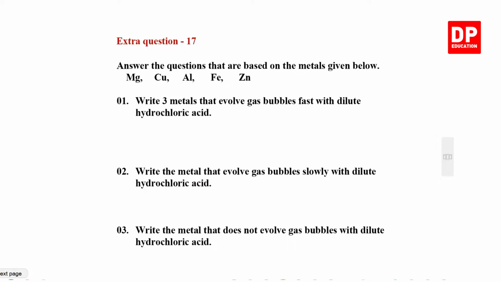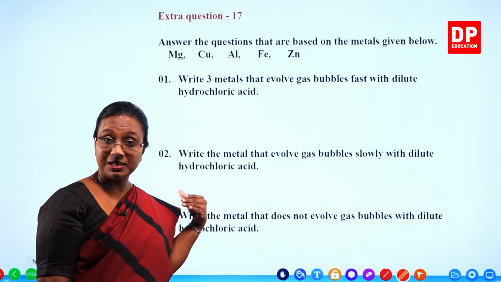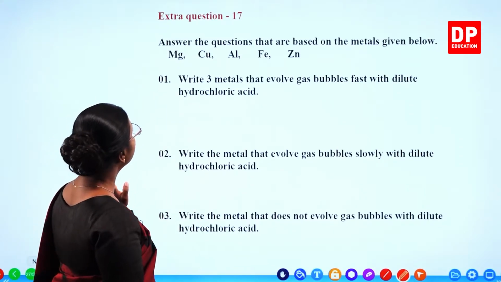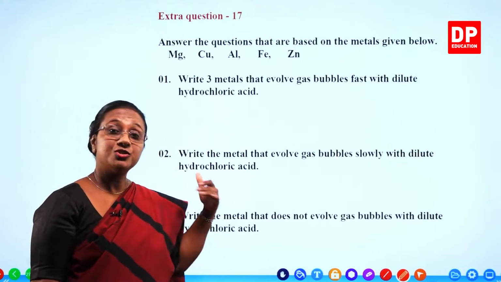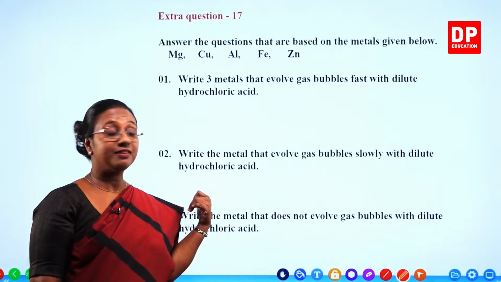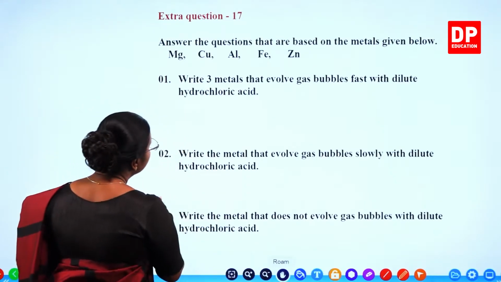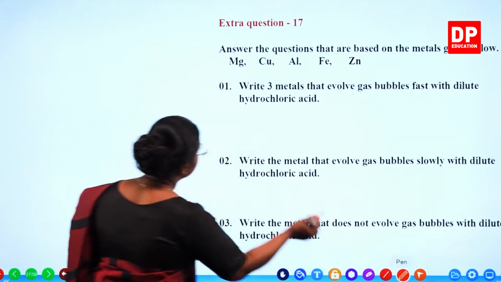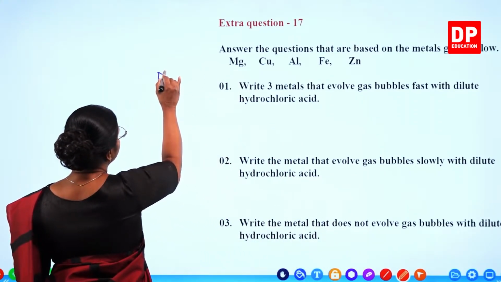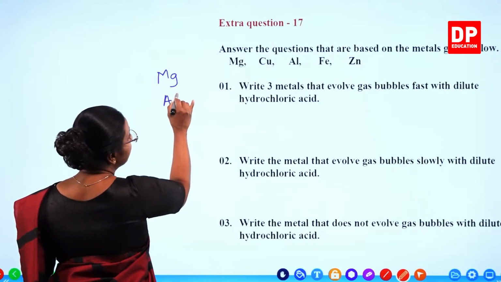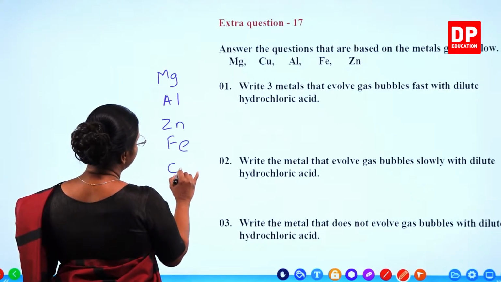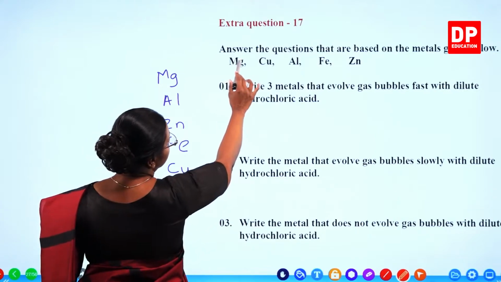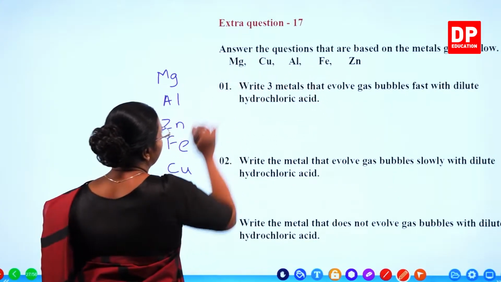Extra question 17. Answer the questions that are based on the metals given below. A question similar to the previous one, but here the metals are different: magnesium, copper, aluminium, iron and zinc. Since I have already arranged them in the activity series, I will just arrange them in order of activity series. So you can remember, magnesium comes first, then aluminium, then zinc, then iron and copper. The 5 metals: magnesium, aluminium, zinc, iron and copper.